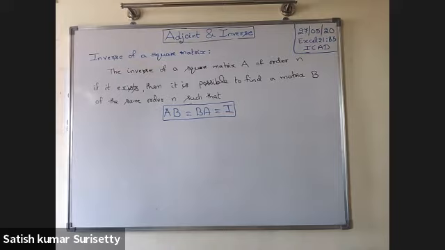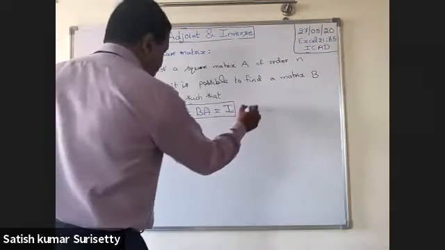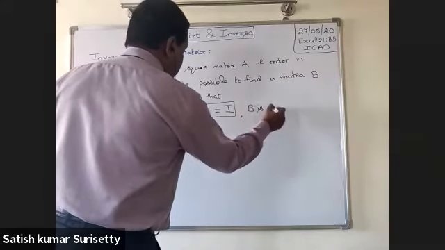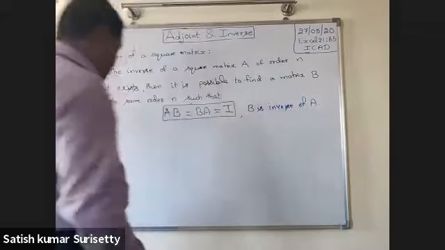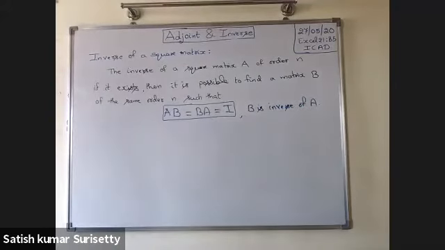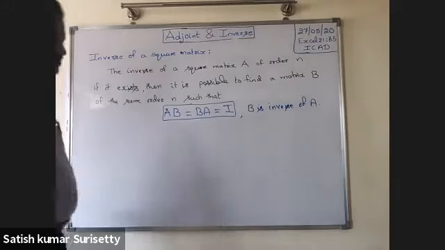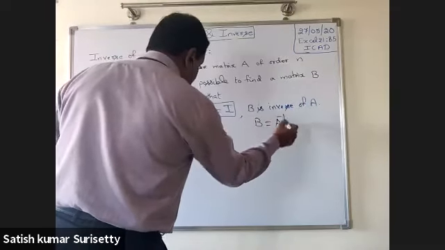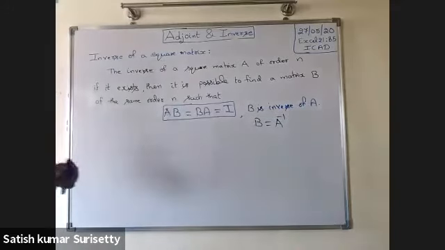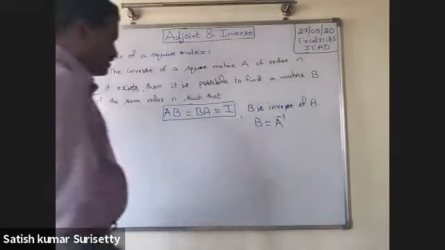Here B is called the inverse of A, and it is written as B equal to A inverse. You should not read it as A to the power of -1. You have to read it as A inverse.